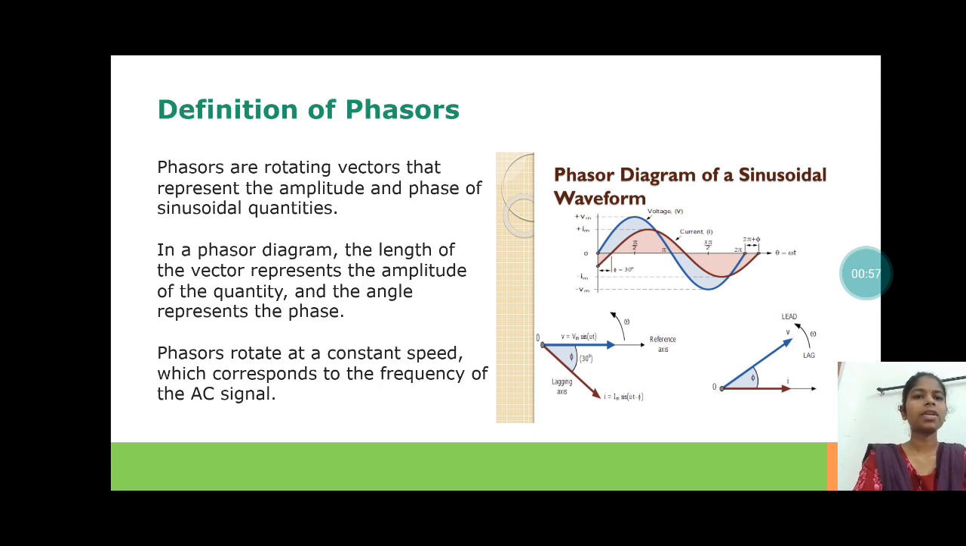Definition of phasors. Phasors are rotating vectors that represent the amplitude and phase of sinusoidal quantities. In a phasor diagram, the length of the vector represents the amplitude of the quantity and the angle represents the phase. Phasors rotate at a constant speed, which corresponds to the frequency of the AC signal. This is a phasor diagram of a sinusoidal waveform.